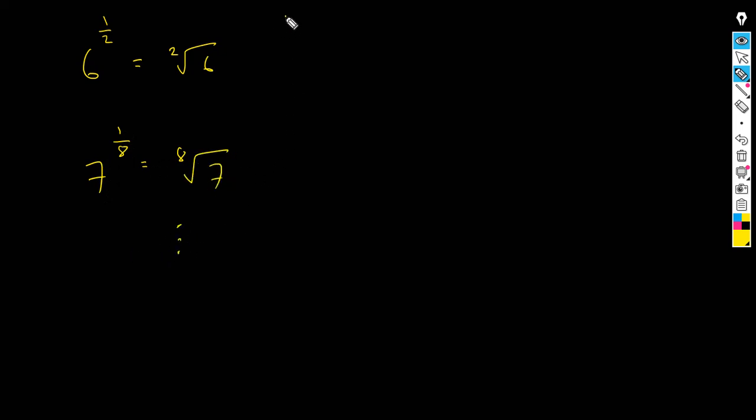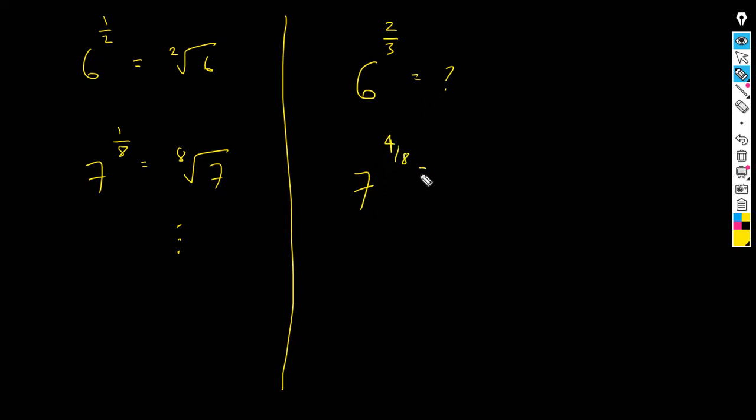And the next logical step is to go one step beyond and ask what 6 to the 2/3 could mean, or 7 to the 4/8, or any number, I don't care what number, to any fractional exponent could mean. Okay, and we're gonna go into these things right now.